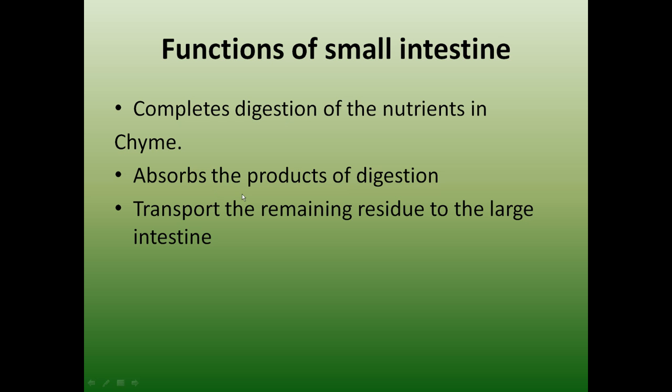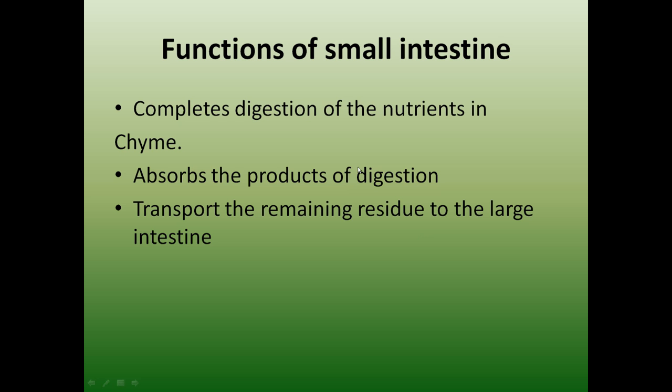It is also the site of absorption of digested food substances. As we have seen earlier, villi are meant to absorb the food substances. So these villi are present in the small intestine, and to maximize the absorption, they increase the surface area and absorb the digested food substances. It also transports the remnant of the food coming from the small intestine to the large intestine. Whatever part is unabsorbed or needs further processing goes from the small intestine into the large intestine. The undigested food moves from small intestine to the large intestine.